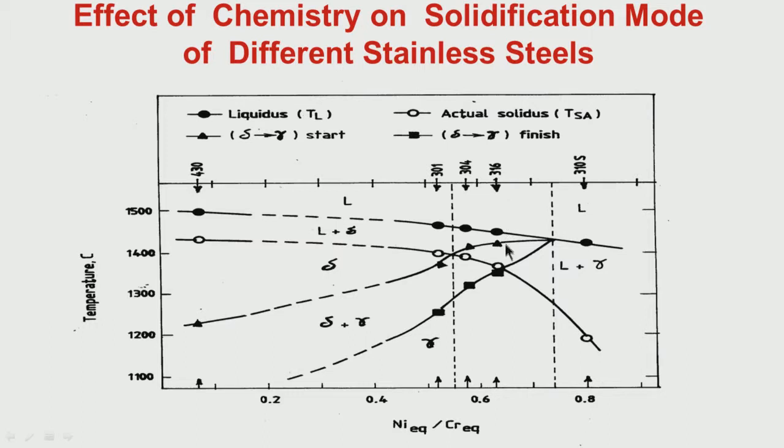316, delta to gamma has started taking place at a much earlier stage of solidification. So there is some difference between 301, 304 and 316.